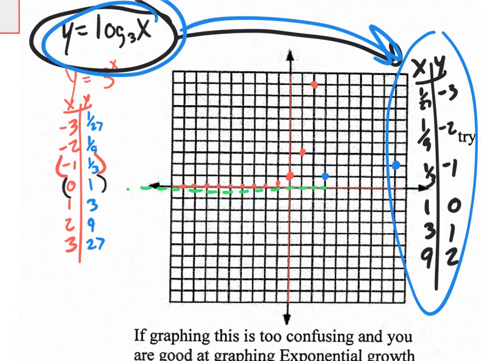Let's go for (1, 0). (1, 0) is right there. Let's go for (1/3, -1). Right here, you go 1/3 of the way and -1. It's not even halfway. And then it gets closer and closer and closer. In this case, your asymptote is your y-axis, which is your x equals 0 line. So here's your graph.